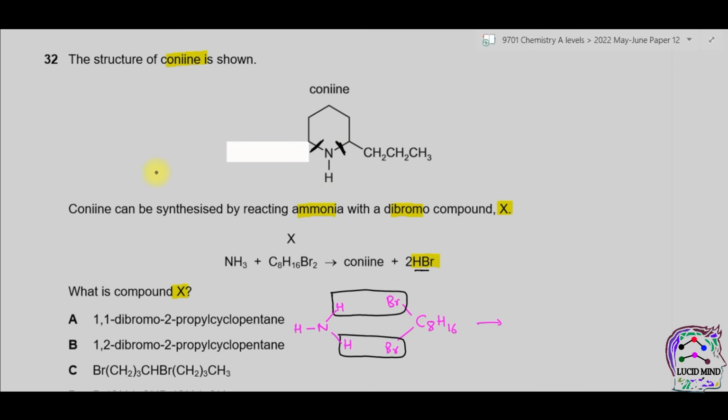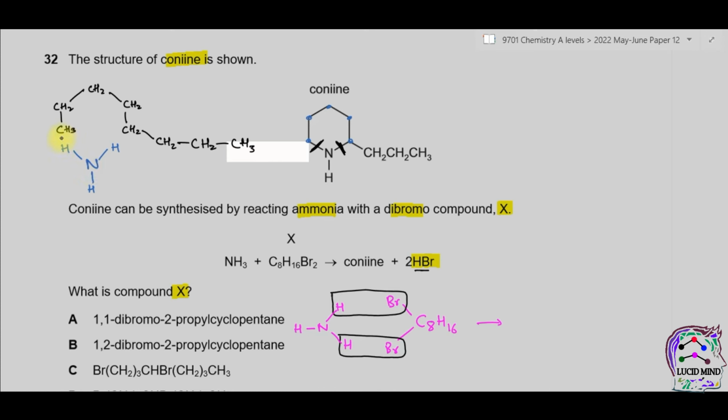We have NH3 and we have 1, 2, 3, 4, 5, 6, 7, 8 carbons. So we had CH3, CH2, CH2, CH2, this one is CH2, so these two are the reactants.